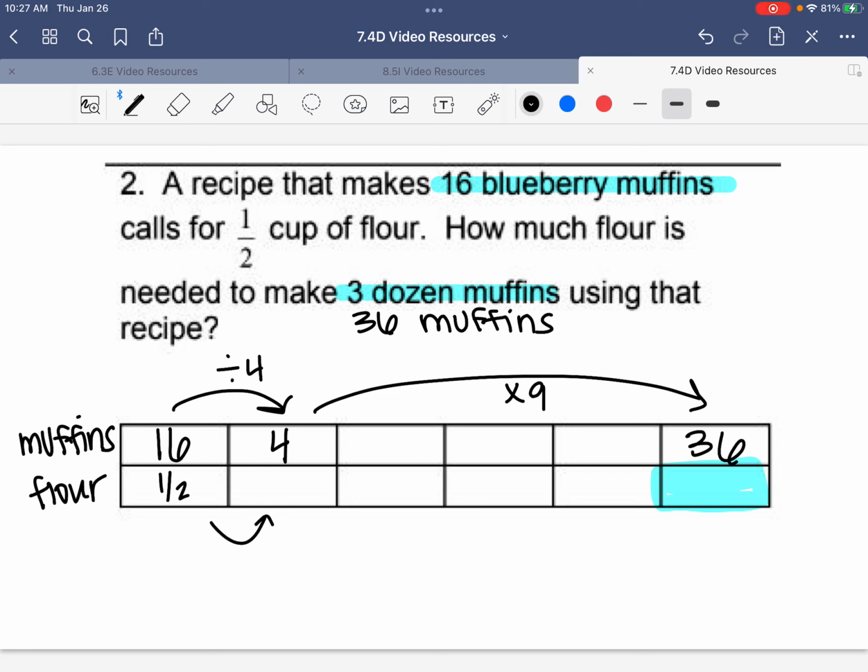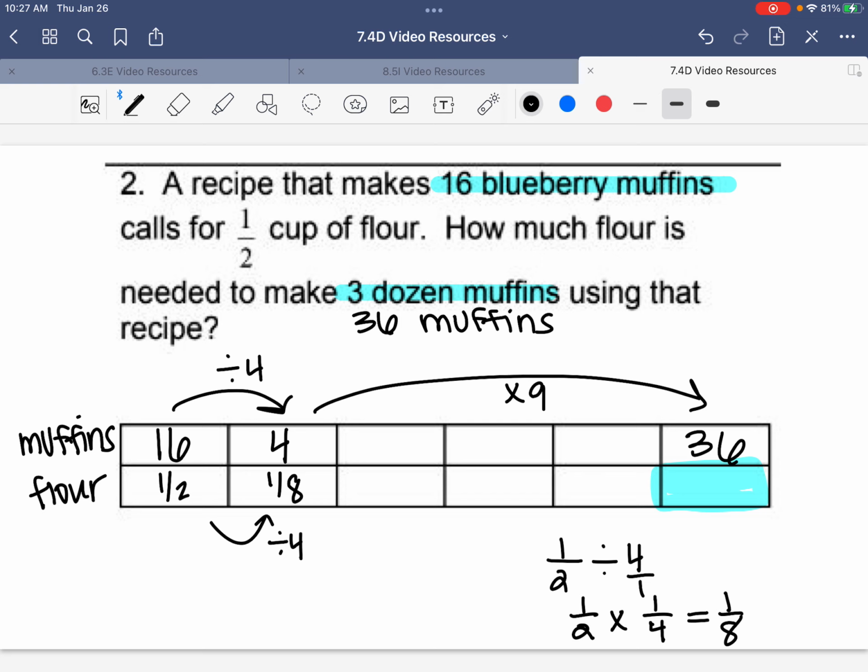So I need to do 1/2 divided by 4. If I have 1/2 divided by 4, I can multiply by my reciprocal. Remember, 4 as a whole number can just be put over 1. And when I multiply by that reciprocal, I would change the denominator to the numerator and the numerator down to the denominator. And so 1/2 times 1/4 gives us 1/8. So for 4 muffins, it takes 1/8 cup of flour.